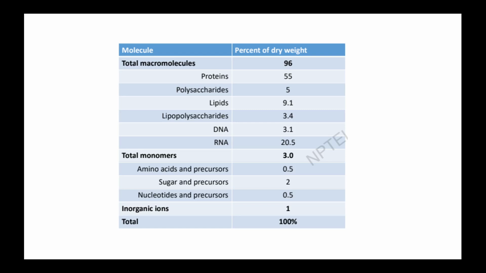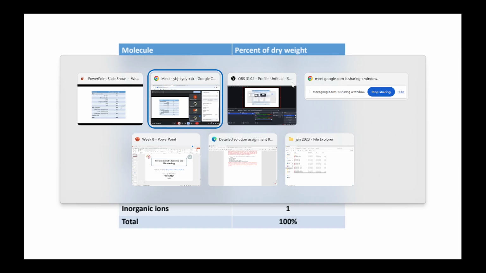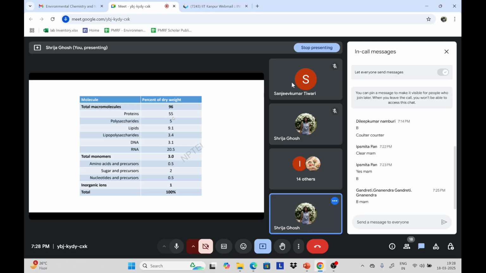And then we have inorganic ions, that is 1% of the dry weight. The protein is present in the major amount, then comes the RNA, and then come other micromolecules. That's clear to everyone.